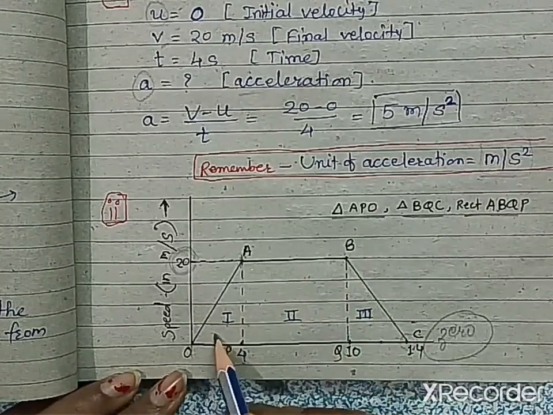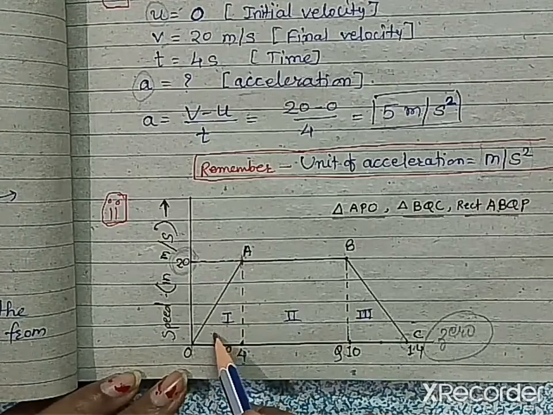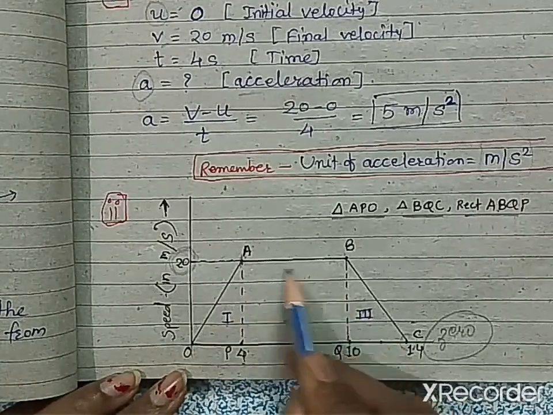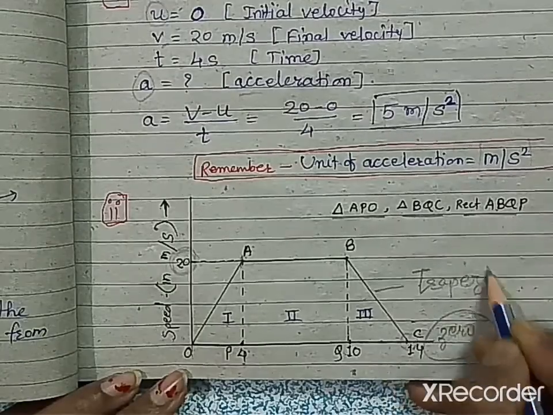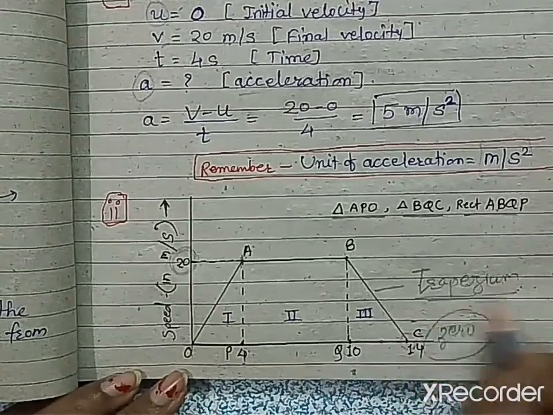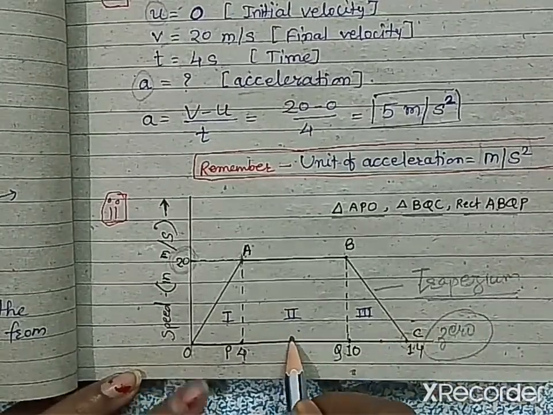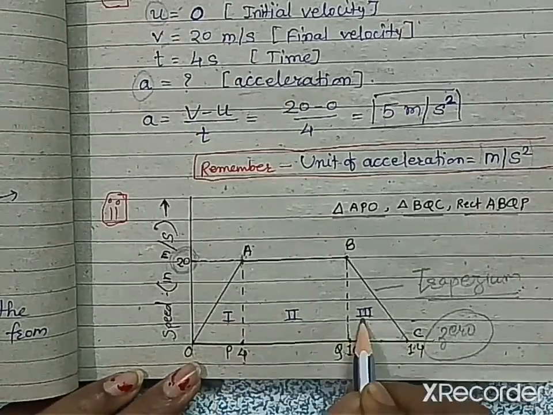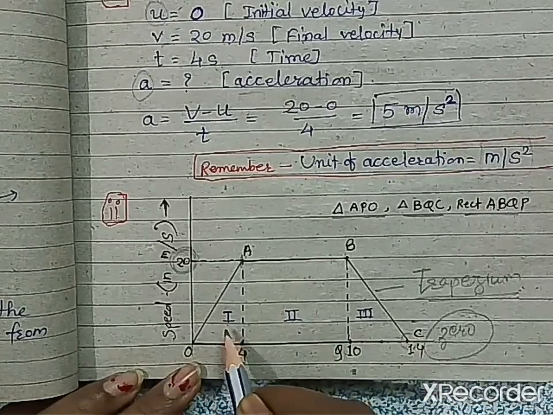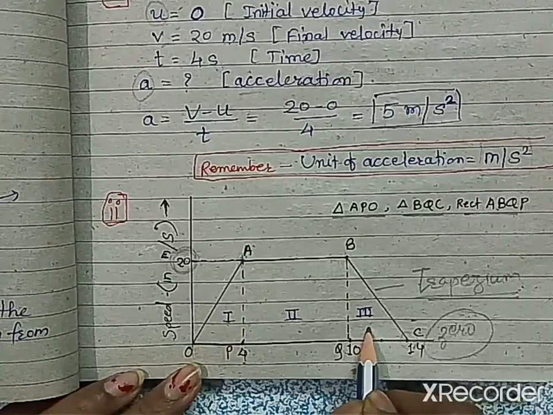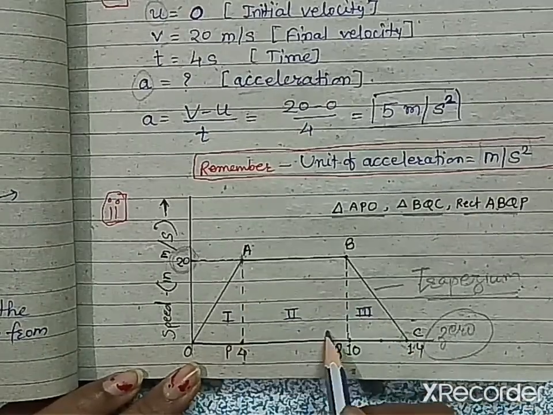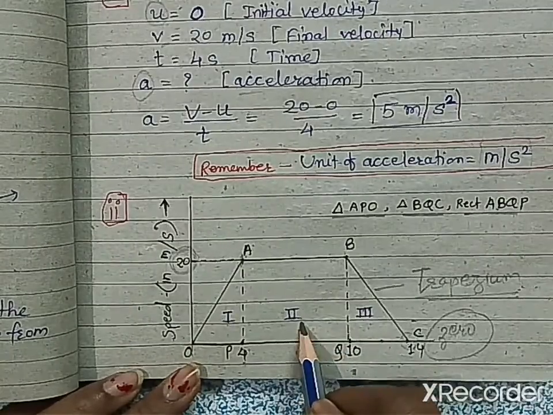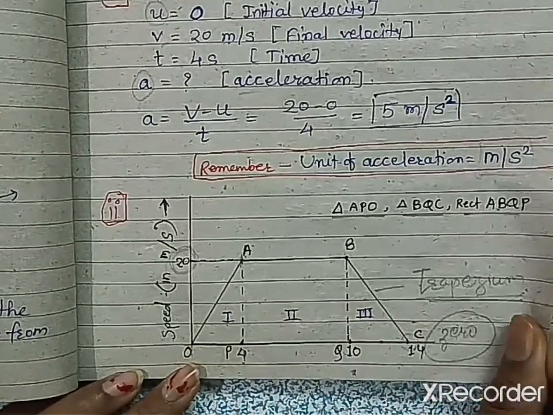When we calculate the area of this figure, this figure is known as a trapezium. You can use the formula of the trapezium to calculate this distance, or you can divide it into 3 parts, find the area of these 3 figures and then add them, so you will get the distance. So this type of graph gives the total distance traveled by the body. Okay, so let's see how it is done.